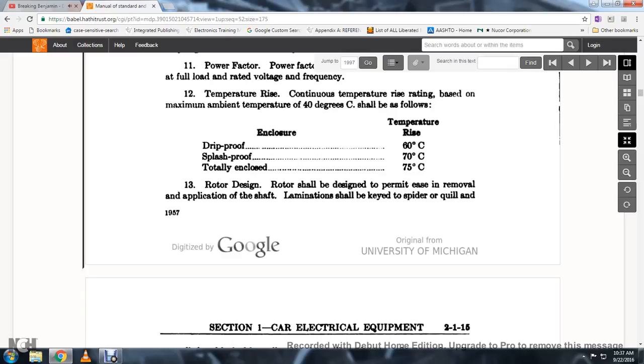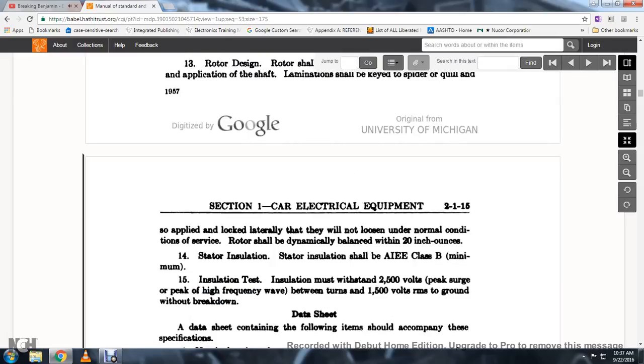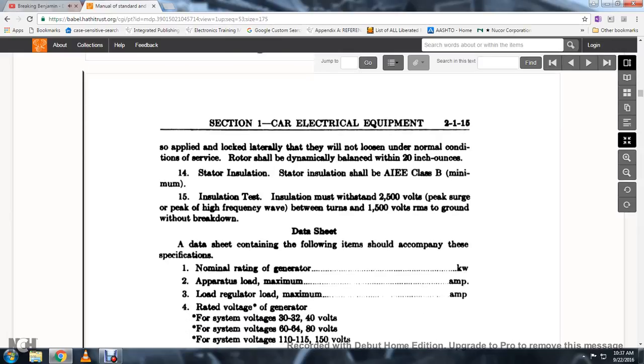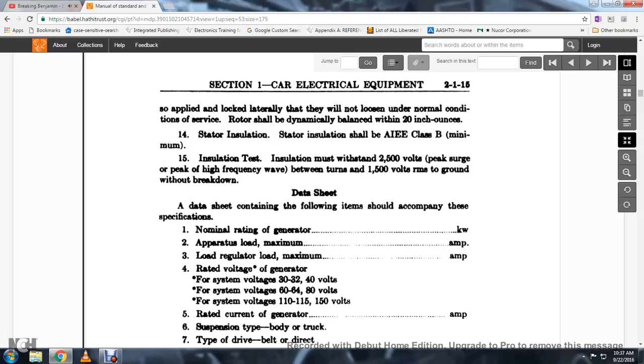13. Rotor design. The rotor design is to permit removal of the applications from the shaft. Laminations shall be keyed to the spider and quill and locked laterally so that they will not loosen under normal conditions. The rotor should be dynamically balanced to 20 inch-ounces at each end.